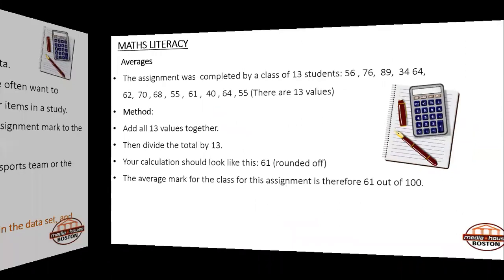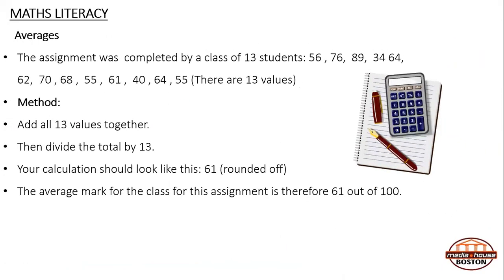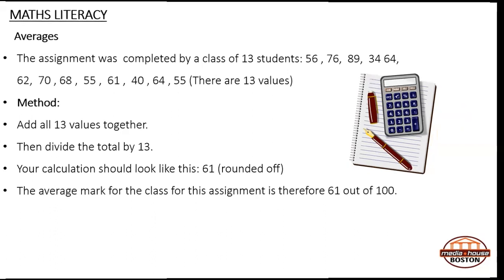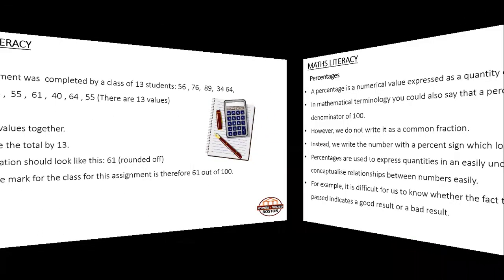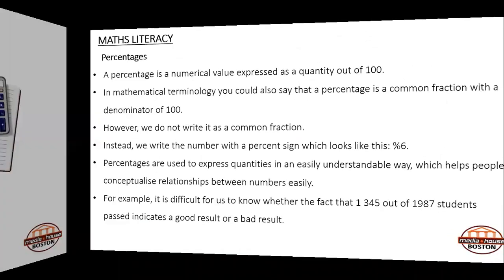For example, the assignment was completed by a class of 13 students, and they got different marks: 56, 57, 76. So all these are different marks that they did get. Then there are 13 values, meaning 13 students. So the method that you're going to use to calculate the average: you add all 13 values together, then you divide by the total of 13. Your calculation should look like 61 after you round off. So the average mark for this assignment is therefore 61 out of 100. That's how we calculate average.